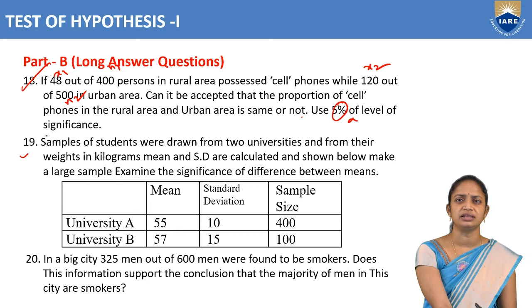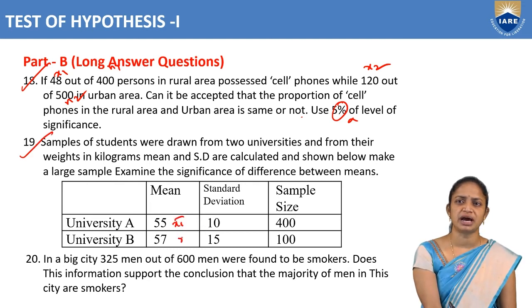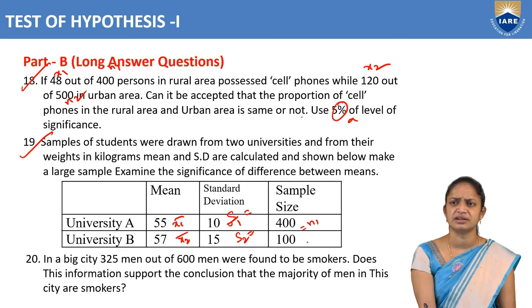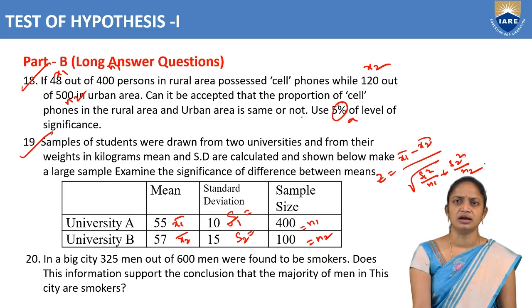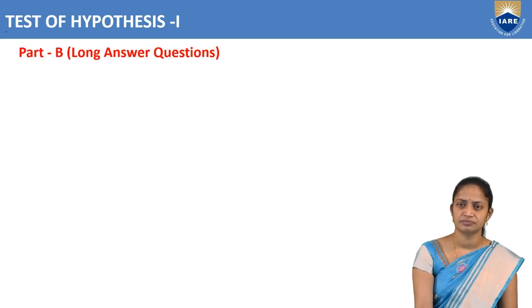So coming to the 19th question. So here they have given that means, so that means X1 bar and X2 bar and standard deviations. This is sigma 1 or we can write S1 and S2. And sample sizes N1 and N2. So what is the formula? Z equal to X1 bar minus X2 bar divided by under root of S1 square by N1 plus S2 square by N2. So this is our formula for 19th question.